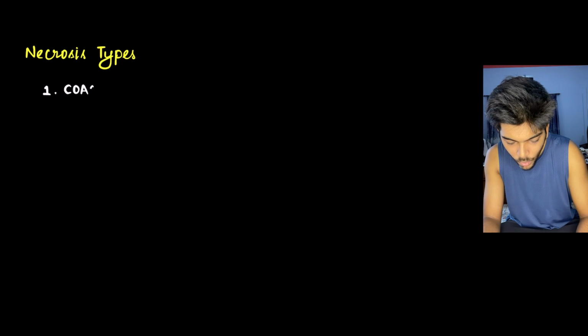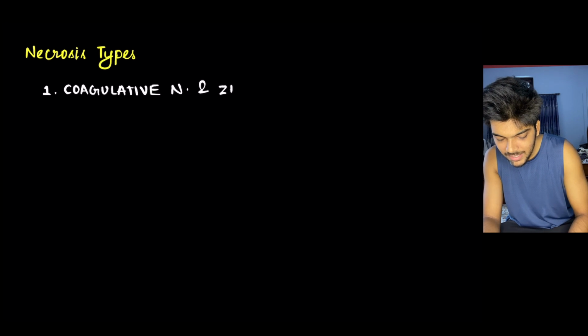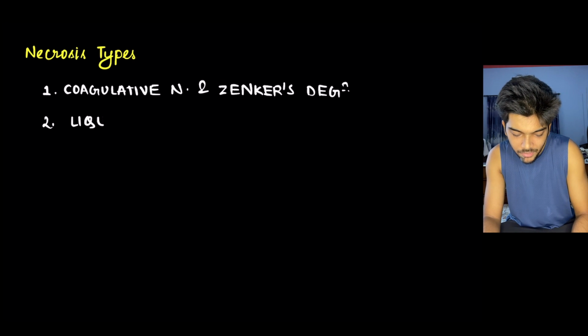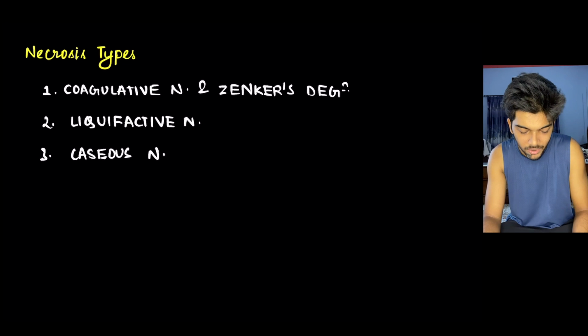Number one, coagulative necrosis and Jenker's degeneration. Jenker's degeneration is nothing but a special type of coagulative necrosis. Number two, liquefactive necrosis, which is also referred to as colliquative necrosis. Number three, caseous necrosis. It's called caseous necrosis because there is cheese-like necrosis.